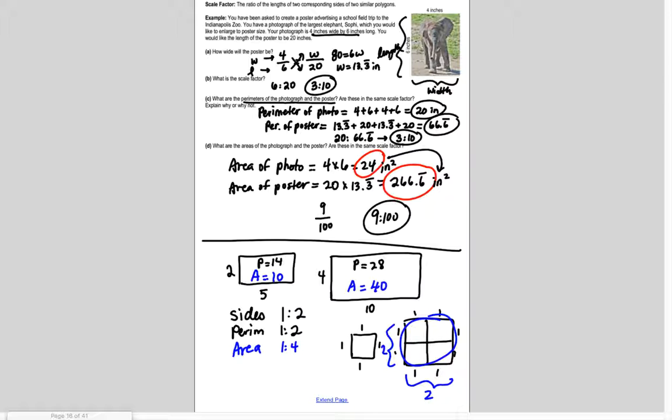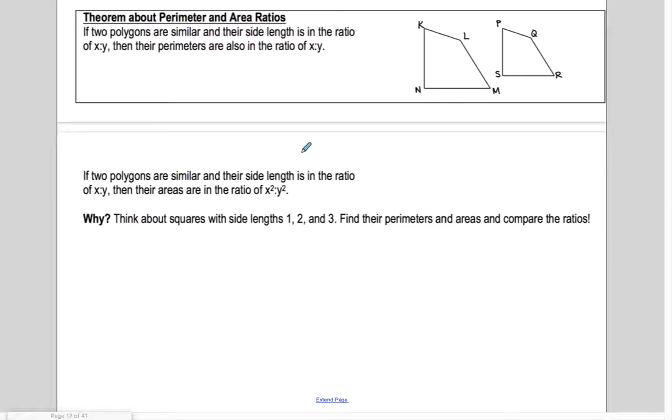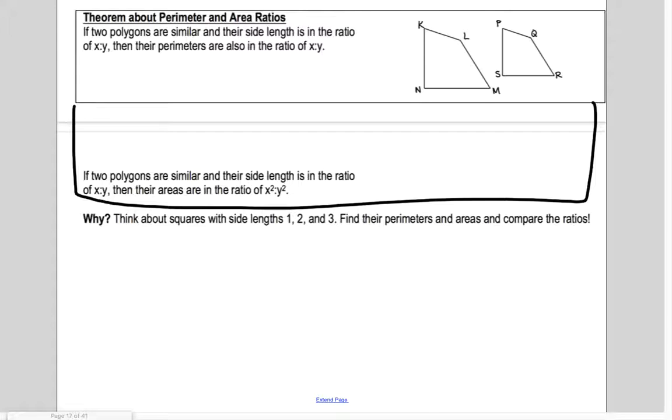But did we change our perimeter? Our perimeter was 4 originally. What's the perimeter of the next one? 2 plus 2 plus 2 plus 2. It's 8, right? It didn't quadruple. It just doubled. All right, so that's what we have here. So it says if two polygons are similar and their side length is in the ratio of x to y, their perimeters are also in x to y. This is supposed to be in that square too. It got left off. But if the originals are in the ratio of x to y, then their areas are in x squared to y squared.